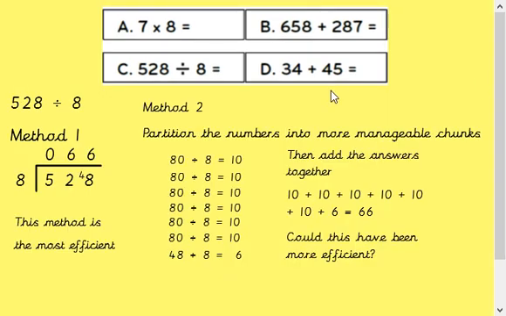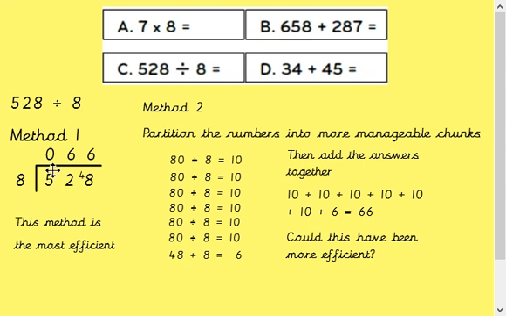Third question, 528 divided by 8. Again, I would be thinking that this would be pencil and paper method. And the first method I would use, the most efficient method, might be bus stop, short division. So I would set my bus stop up ready to go. 528 divided by 8. How many 8s are in 528? And then I would work my way across.